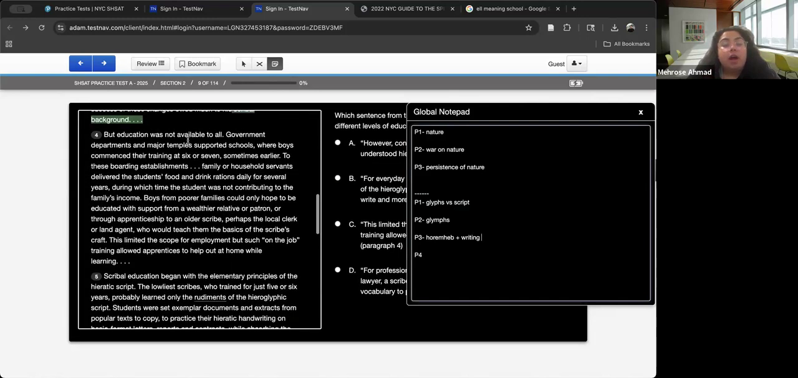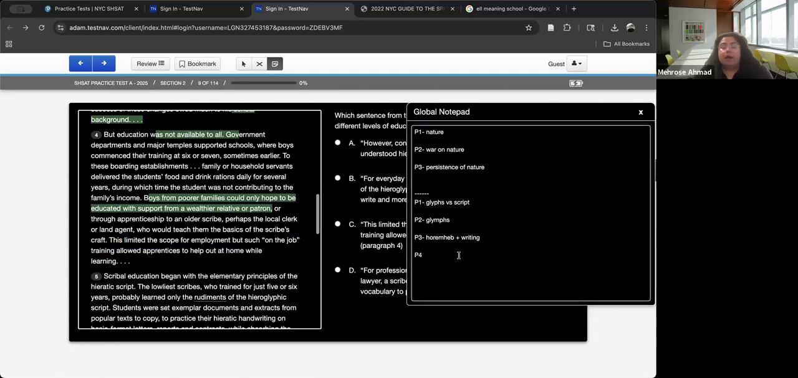But education was not available to all. Government departments ran, or temple supported, schools. Boys commenced training at 6 or 7, sometimes earlier. To these boarding establishments, family or household servants delivered the students' food and drink rations daily for several years, during which time the student was not contributing to the family's income. Boys from poor families could only hope to be educated with support, or through apprenticeship to an older scribe, perhaps a local clerk or land agent. This limited the scope for employment, but such on-the-job training allowed apprentices to help out at home while learning.